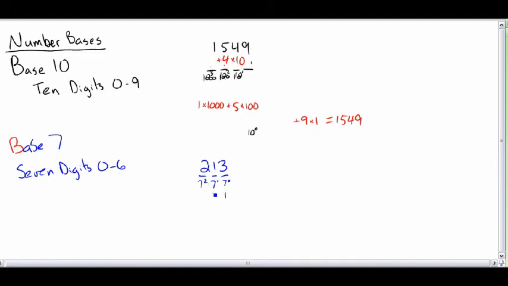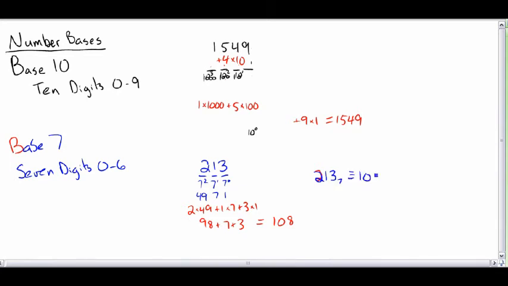To calculate the value in base 10 that we're used to, we do 2 times 49 plus 1 times 7 plus 3 times 1. So you get 98 plus 7 plus 3, which is 108. Now we need to clarify so we know which is which. So we would say 213 base 7 is equivalent to 108 base 10.